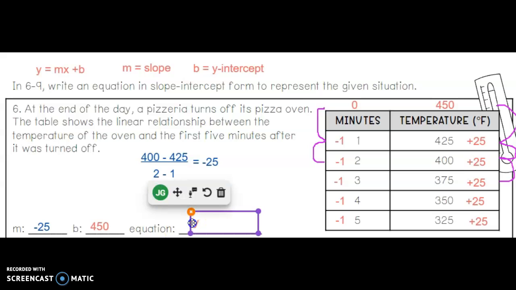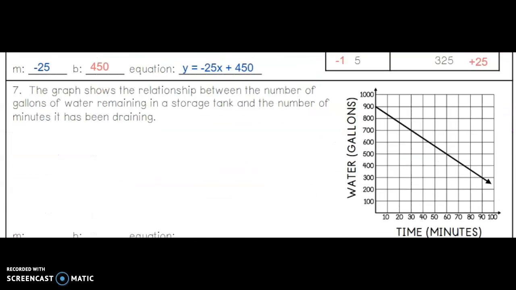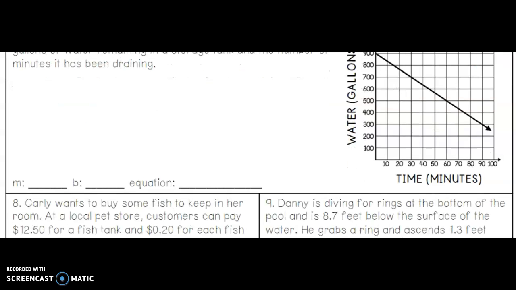Let's put this together in slope-intercept form. And we are going to see that our total equation is y equals negative 25x plus 450. So we're going to put it all together, and this is our equation in slope-intercept form. Let's scroll on down and take a look at the graph in question 7.